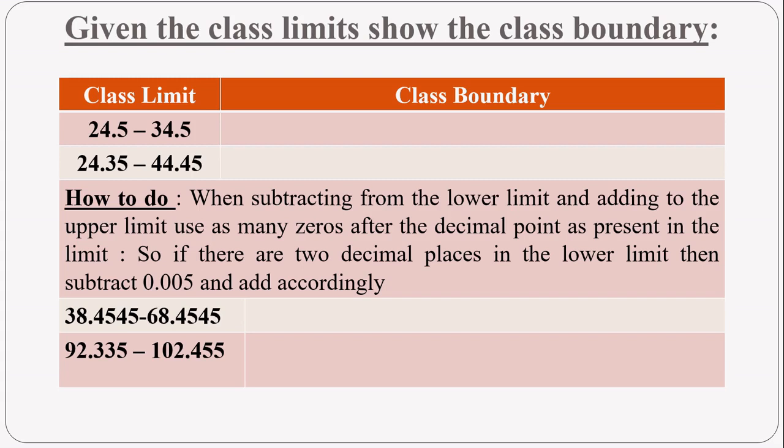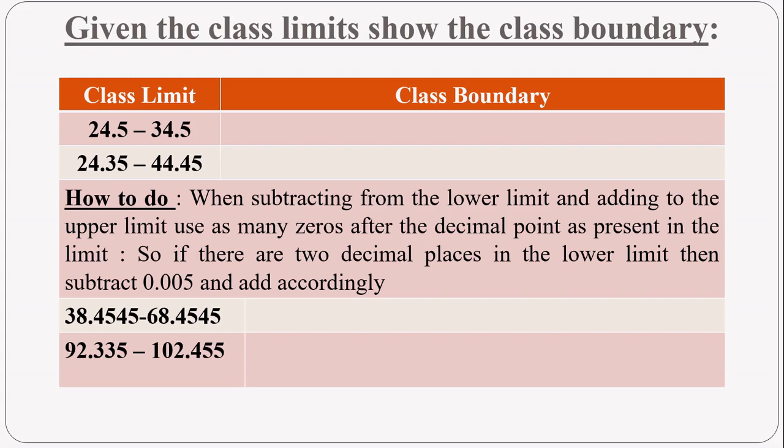I have mentioned it in the center, so let me read it for better understanding. When subtracting from the lower limit and adding to the upper limit, use as many zeros after the decimal point as present in the limit. So if there are two decimal places in the lower limit, then subtract 0.005 and add accordingly.